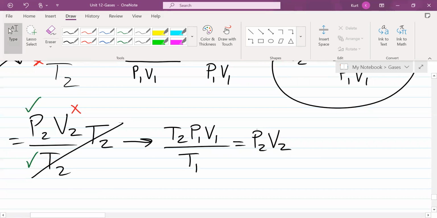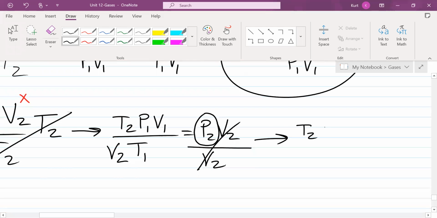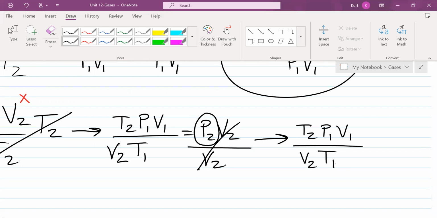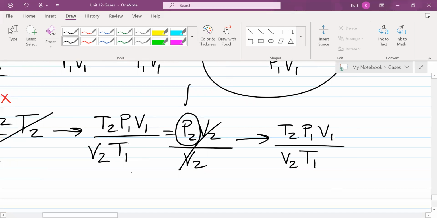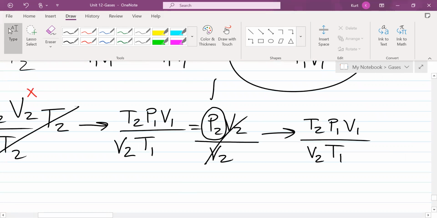Okay, Jade, we still need to get V2 by itself. So what do you do? So you're right. Your new equation will be T2 times P1 times V1 over V2 times T1. And you just plug in your numbers. Yes, Kevin? We were solving for P2, right? Oh, V2. You're right. My mistake.